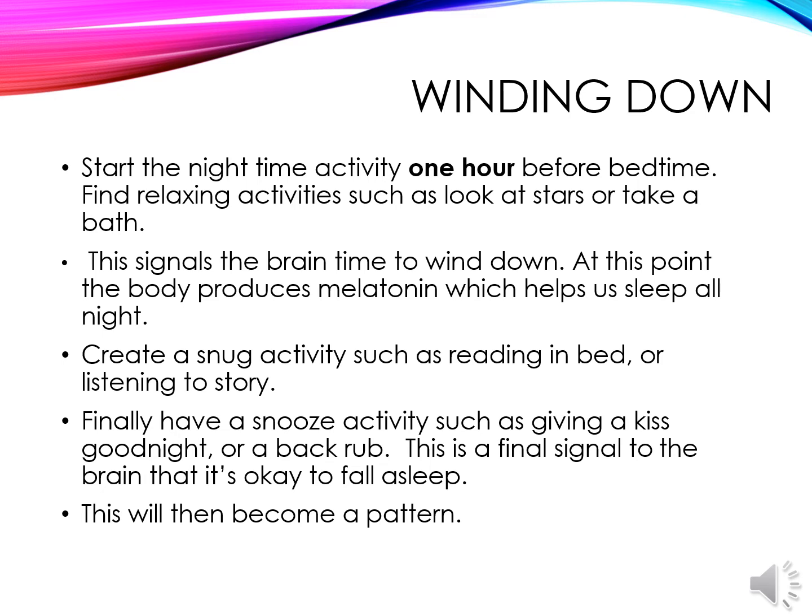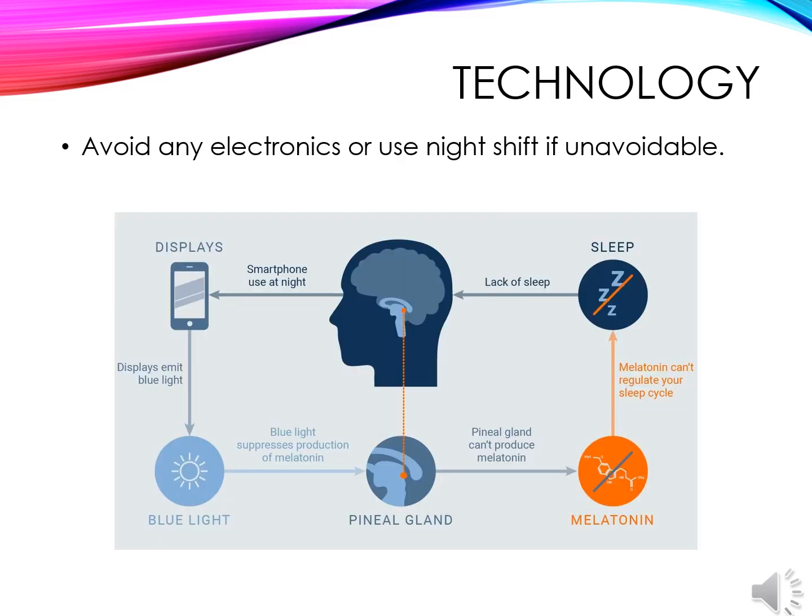Create a snug activity such as reading in bed or listening to a story. Finally, have a snooze activity such as giving a kiss goodnight or a back rub, and this is the final signal to the brain that it's okay to fall asleep. This will then become a pattern. It's very important to avoid electronics or technology in the hour before bedtime, as this can disrupt our sleep. Take a moment to look at this diagram to see how this can happen.